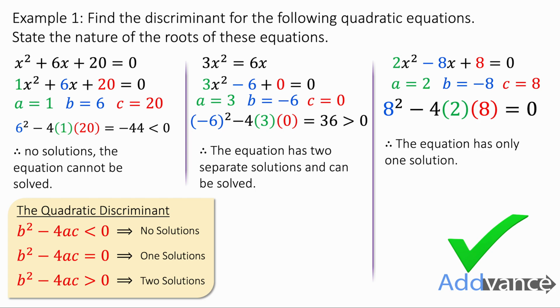Okay, so we know the nature of the quadratics. You may want to pause the video now and try to solve those three original quadratic equations and check that they do indeed have no solutions, two solutions, or one solution. That will be a great way to convince you that the quadratic discriminant is indeed working as we expect it to.